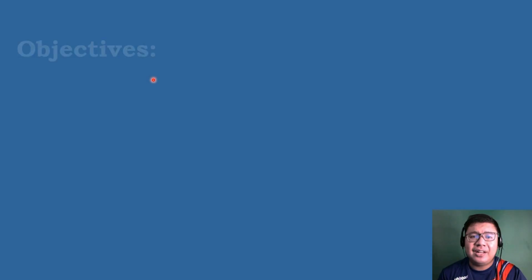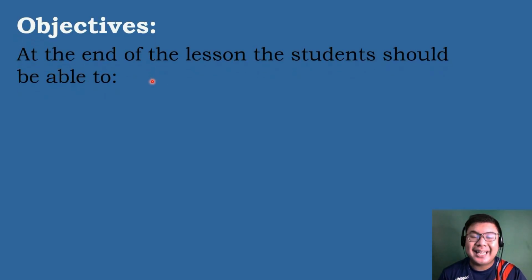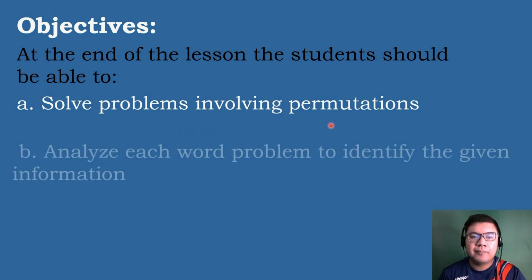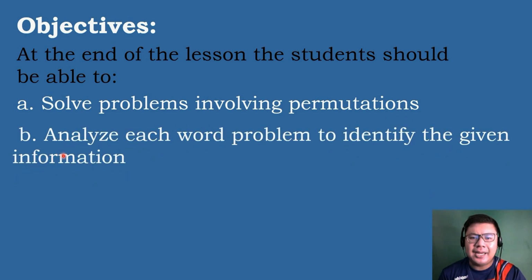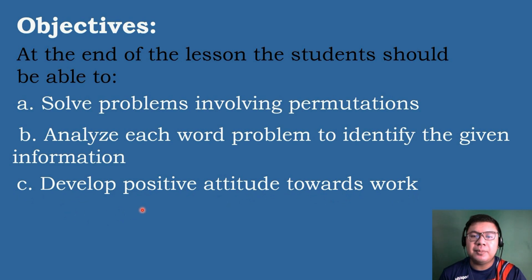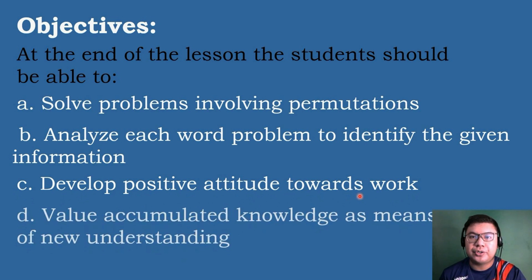These are the following objectives we need to attain in today's topic. At the end of the lesson, the students should be able to: letter A, solve problems involving permutations; letter B, analyze each word problem to identify the given information; and letter C, develop positive attitude towards work.